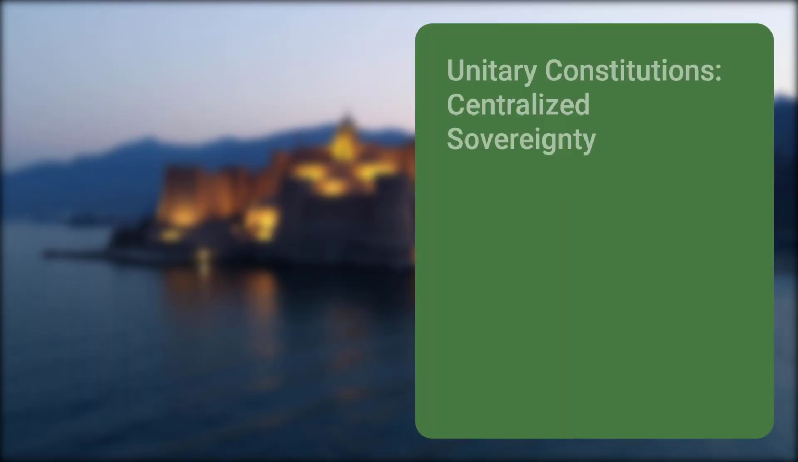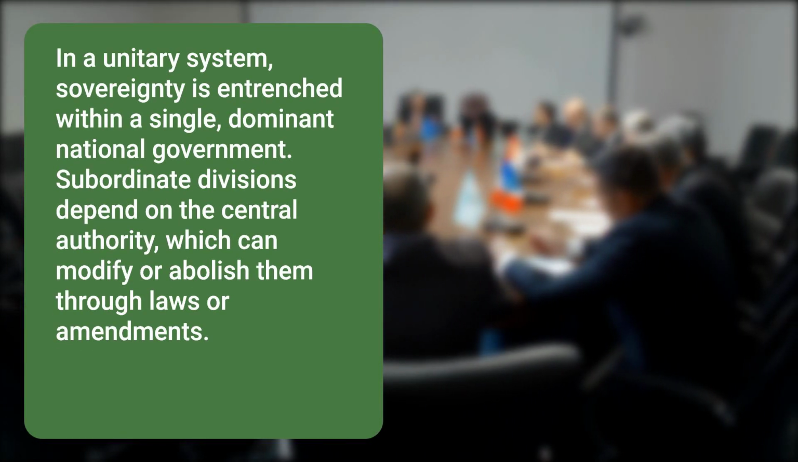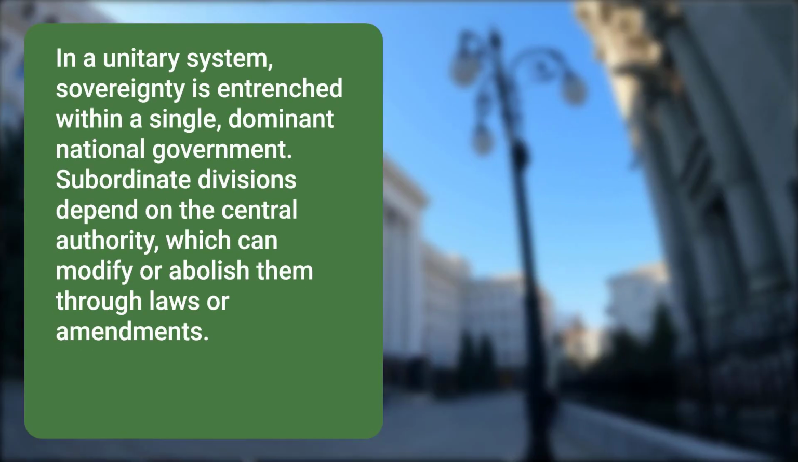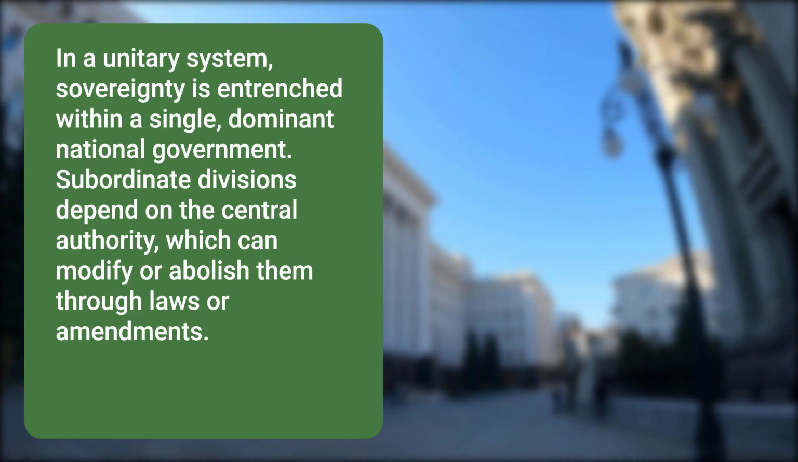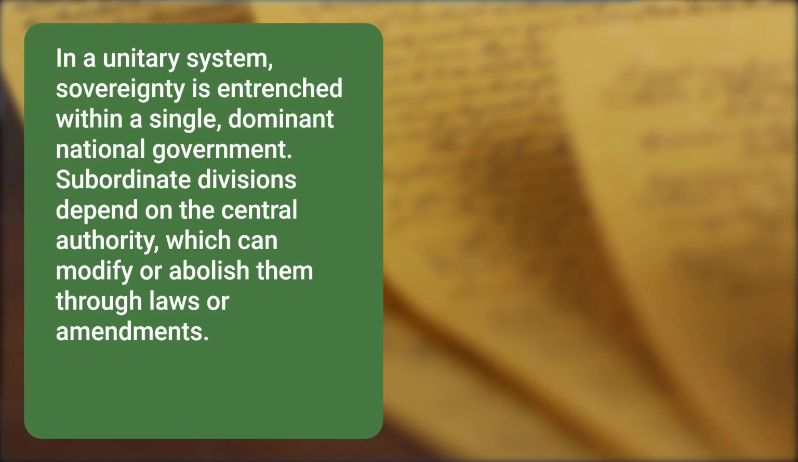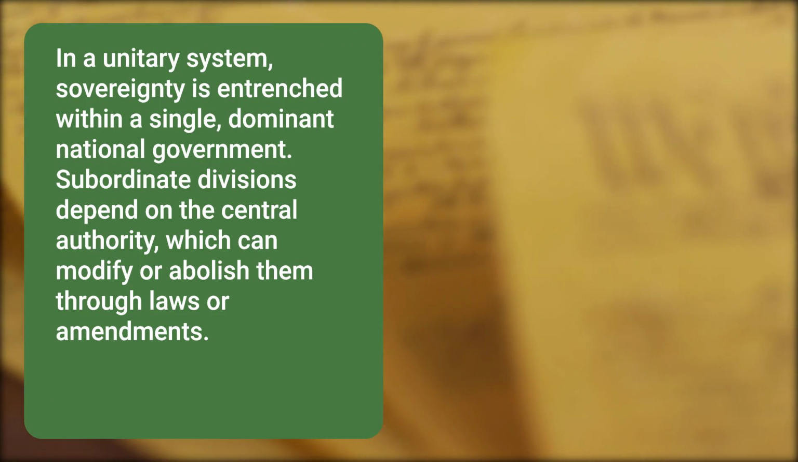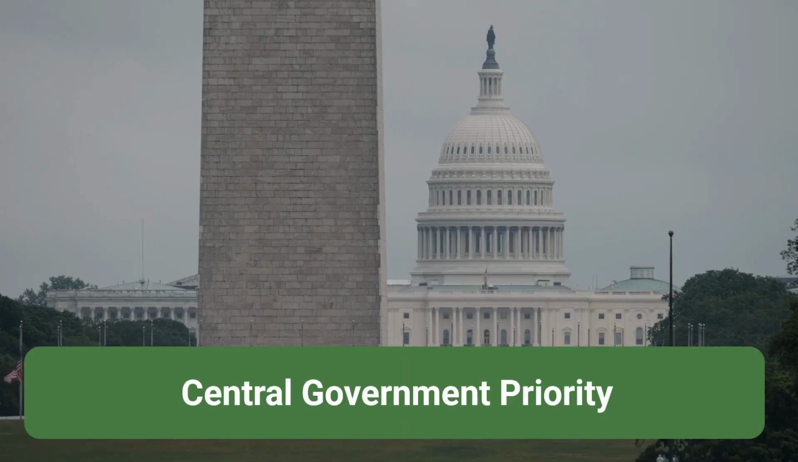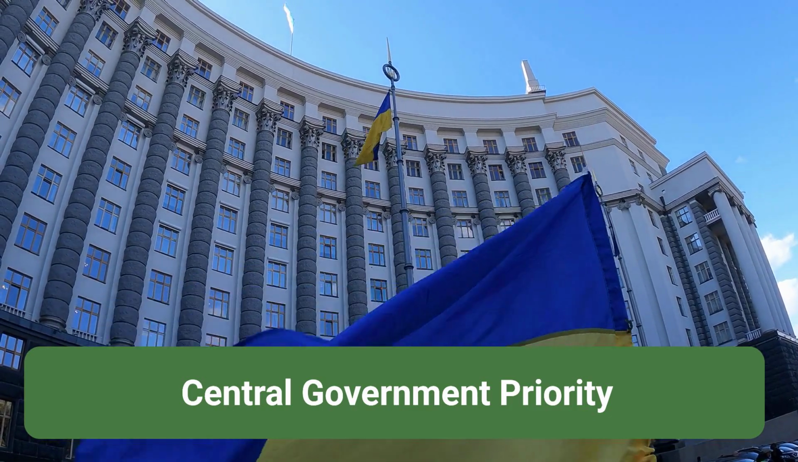Unitary constitutions: centralized sovereignty. In a unitary system, sovereignty is entrenched within a single dominant national government. While there may be subordinate administrative divisions, their status depends entirely on the central authority, which has the power to modify or abolish them through statutory laws or constitutional amendments. Key features: a central government holds priority over subnational entities. This means governing without the need for shared sovereignty.